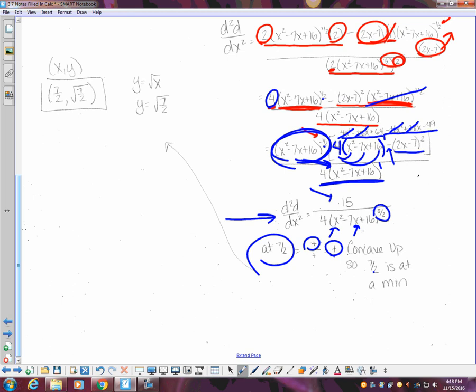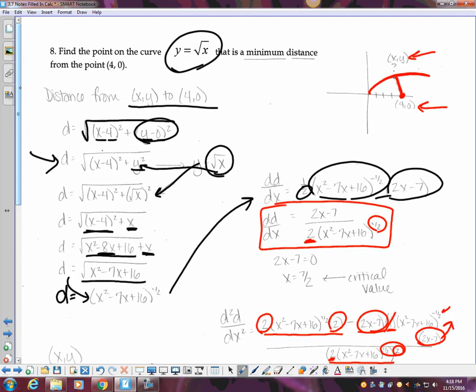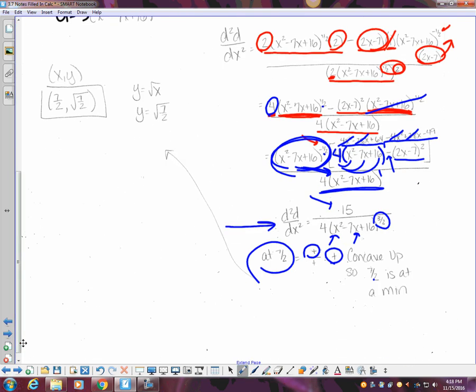Okay, so then I come over here. Let's go back and read the question. Find the point. Well, that's an x and a y. I have my x, I have my 7/2. I need my y. Well, I'm going to use this formula: y equals the square root of x. So y equals the square root of 7/2. So that's where it came from. So that is the point that minimizes the distance between the shooting star and the point (4, 0).